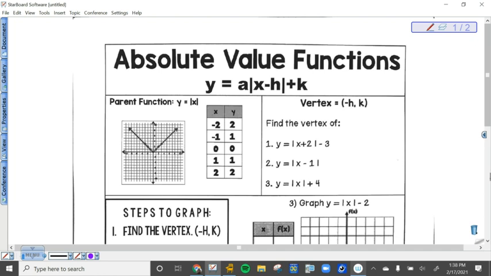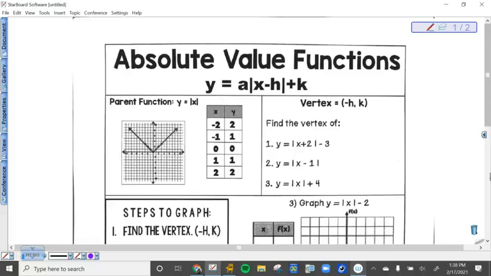So this is the graph we just plotted, we just drew out, right? This is what we call the parent function. It's the parent function because this is the one where all the other ones come from.